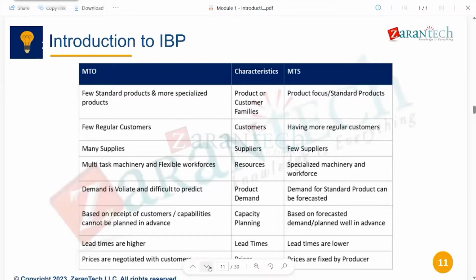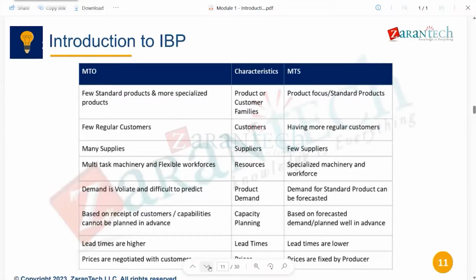So I thought of putting up something on paper to differentiate between the MTO, that is made to order, and MTS, that is made to stock. In this spreadsheet, on the left hand side you see MTO, on the right hand side you see MTS, and in the center you see the characteristics. So how the MTO and MTS functionality differs with the characteristics is what we are trying to understand in this slide.